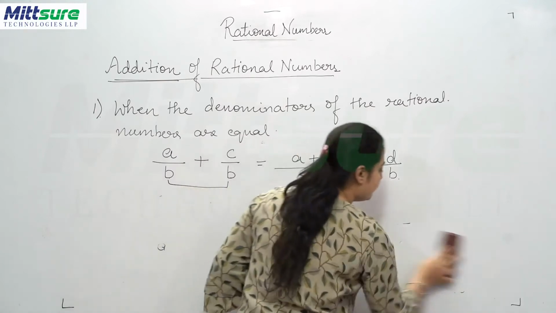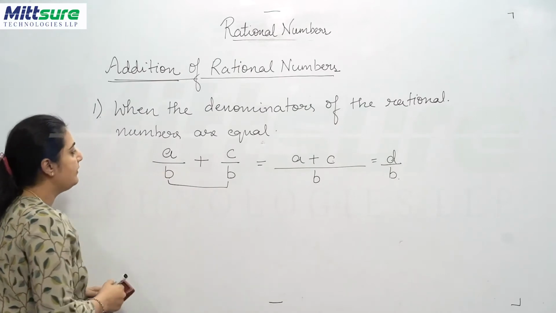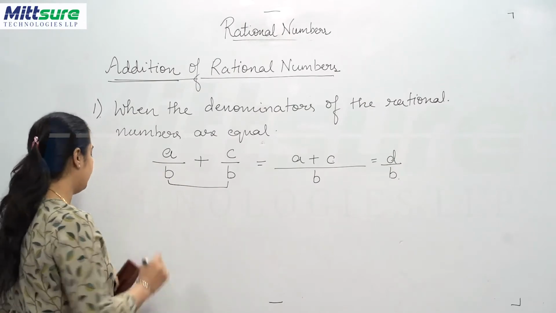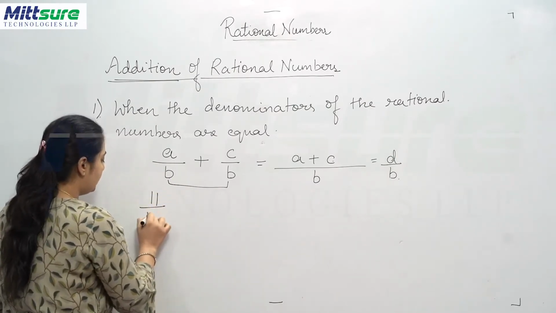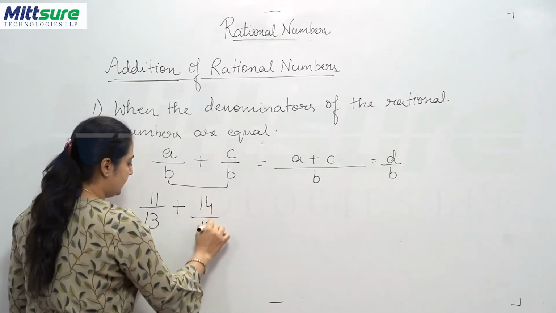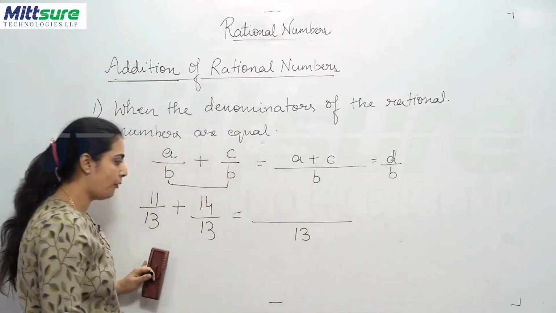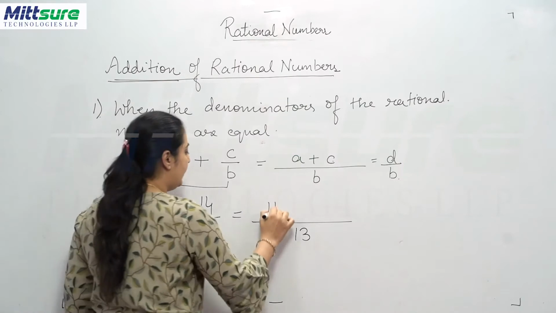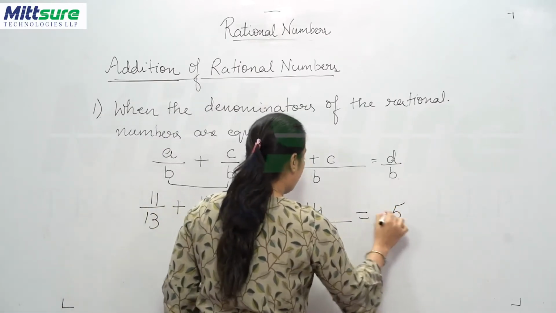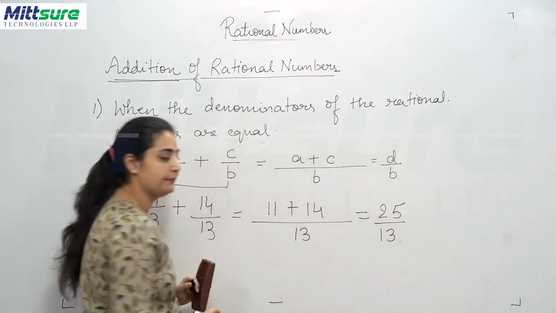So this is the first condition which we are discussing here, which says when the denominators of the two rational numbers are the same. So I have 11 upon 13 plus 14 upon 13. Clear? Again, this 13 is taken as the common denominator. 11 plus 14 gives you 25 upon 13.